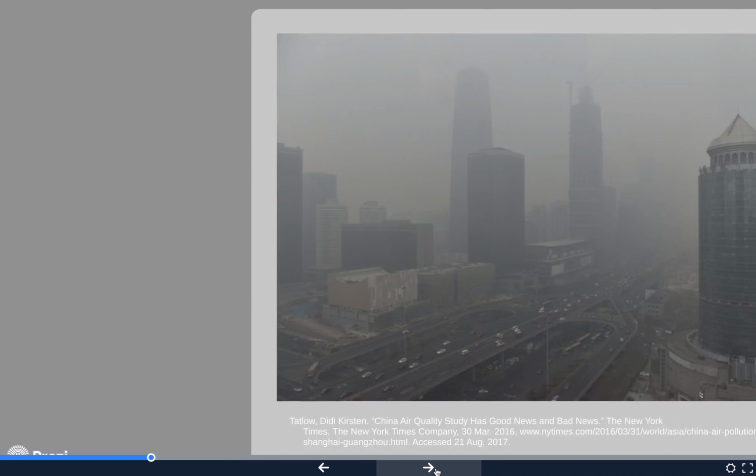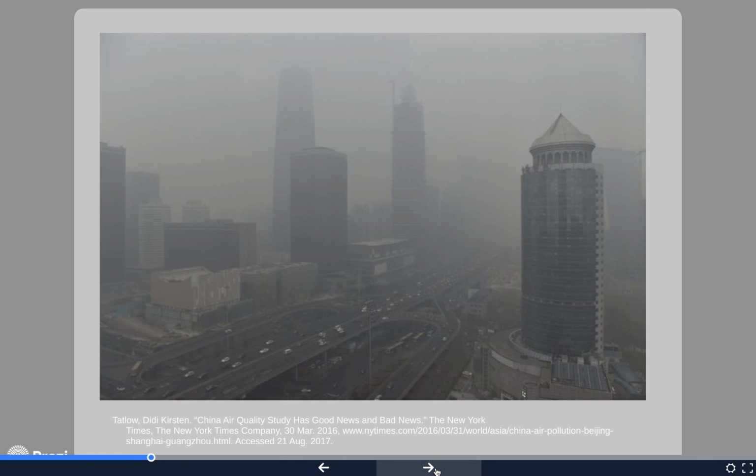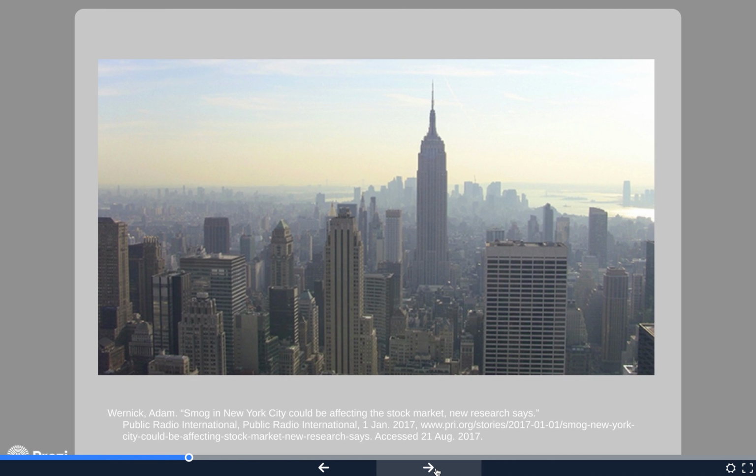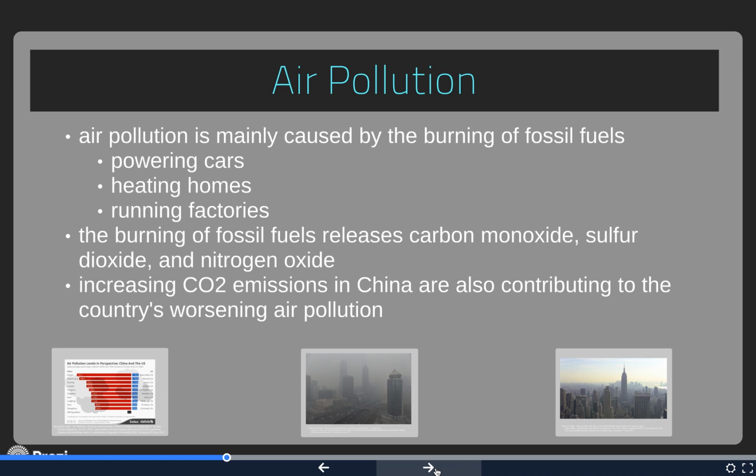This picture was taken during a smoggy day in Beijing, compared with this picture of what is considered a smoggy day in New York City. As you can see from the differences between the two pictures, air pollution is a much bigger problem in China than America. Air pollution is mainly caused by the burning of fossil fuels, which releases carbon dioxide, sulfur dioxide, nitrogen oxide, and other dangerous gases.